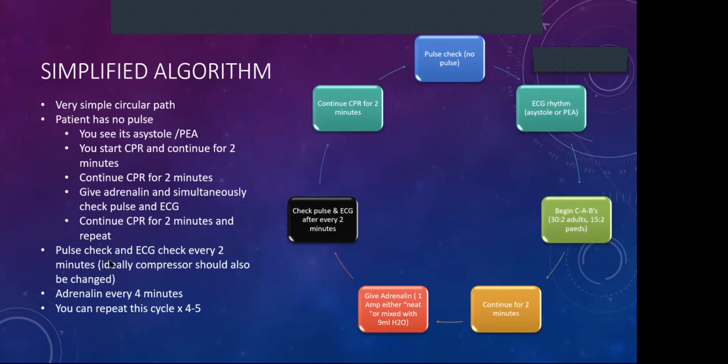Okay, and you can repeat that for 4 to 5 cycles. So that should generally give you between 16 and 20 minutes in total. Okay, so go back and learn this algorithm. Get the hang of it, because this is a very common thing that you will see. And remember, it's not difficult. You are looking at what's there, doing CPR, giving adrenaline.